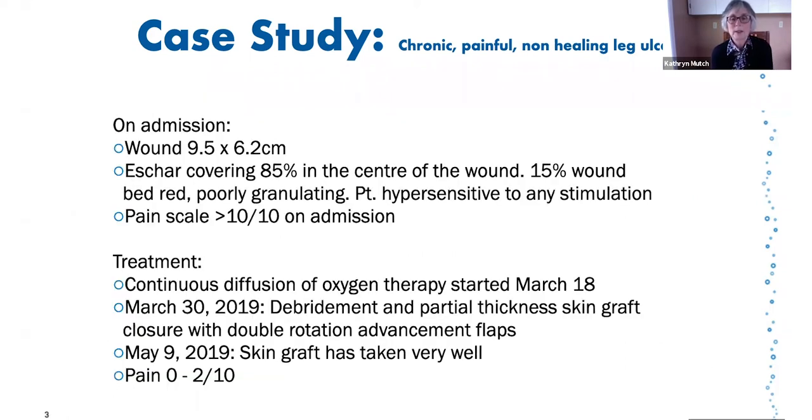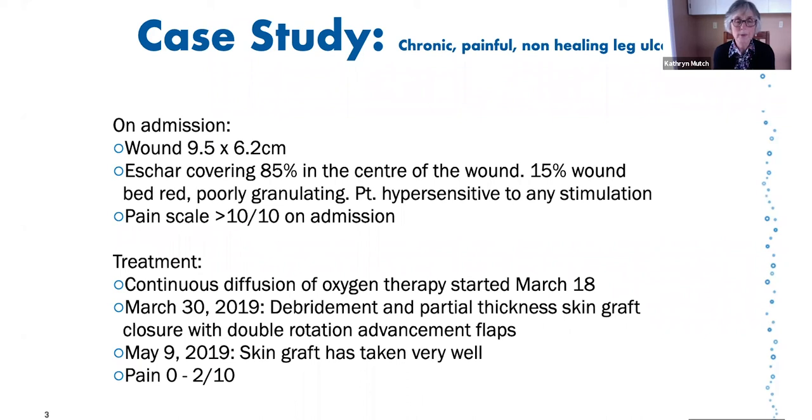So when I did go back to see her the next day, her wound was 9.5 by 6.2 centimeters. Eschar covered about 85% of the center of the wound, with 15% wound bed. Around it was red, but really poorly granulating, very unhealthy. And again, she remained hypersensitive to stimulation. Her pain, if I asked her for a 10, it was way above 10, she indicated.